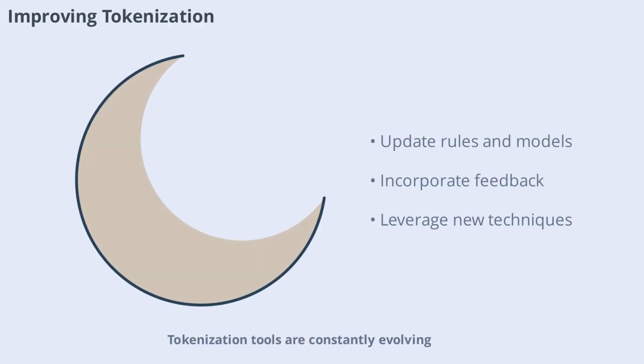Tokenization tools are constantly evolving. Developers improve tokenization by updating rules, training models on new data, and incorporating user feedback. Advances in machine learning and natural language processing continue to push the boundaries of what tokenization can achieve. Staying up to date with the latest tools and techniques ensures the best results for your projects.